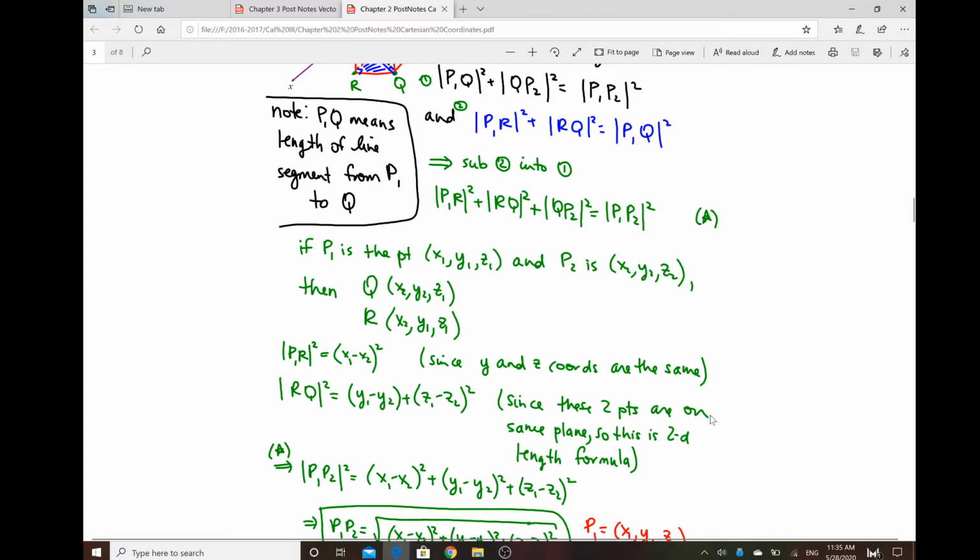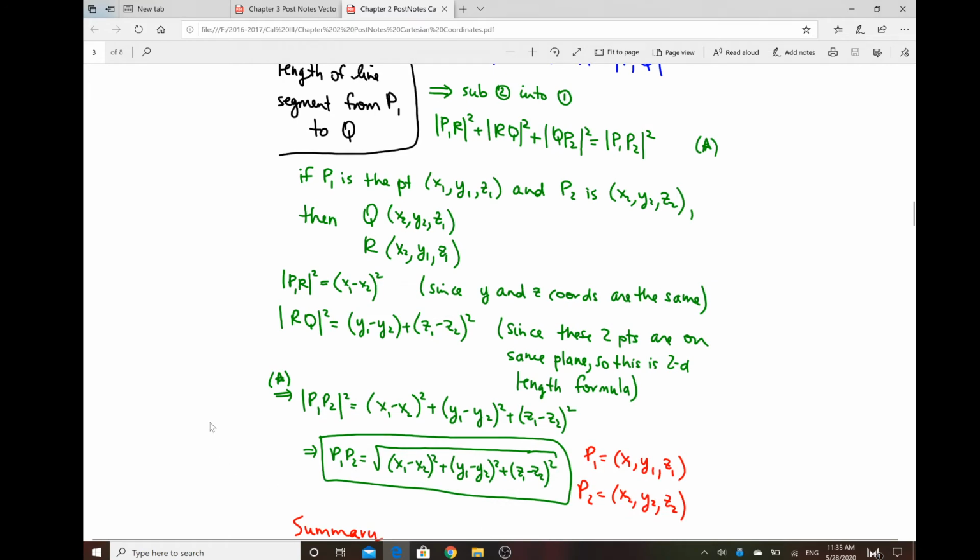Since these two points are on the same plane, we use the 2D length formula. So P1P2 quantity squared equals x1 minus x2 quantity squared, plus y1 minus y2 quantity squared, plus z1 minus z2 quantity squared. And then once you solve for P1P2, basically this is just the distance formula in 3D space. What I'm showing you here is the proof of the 3D space distance formula.